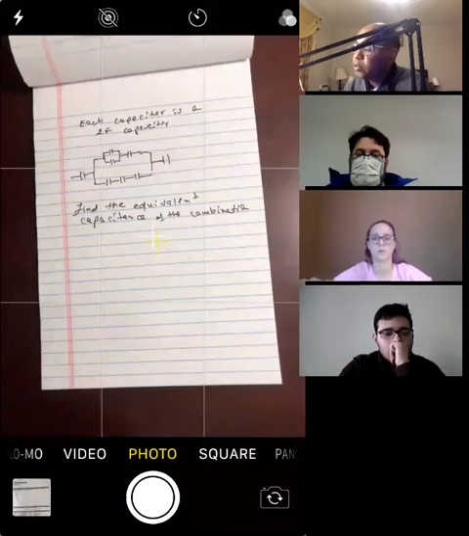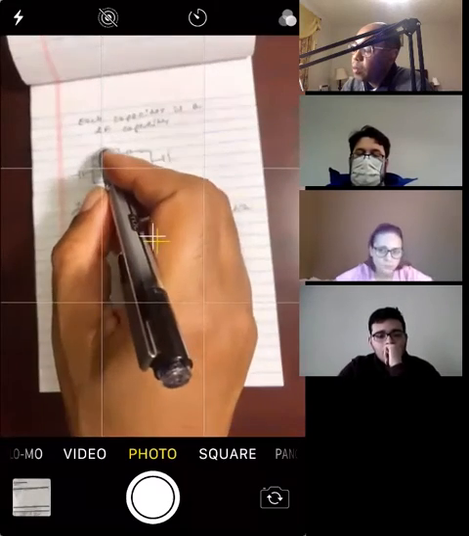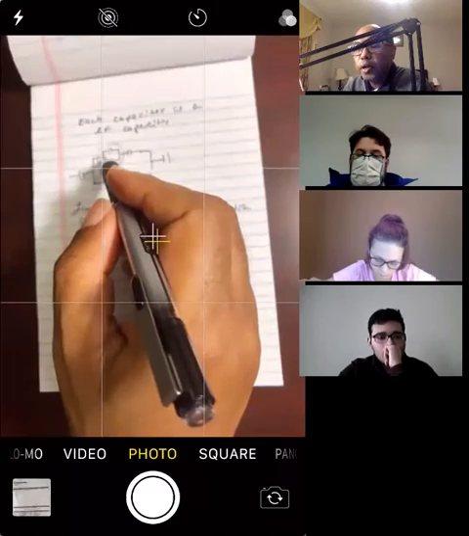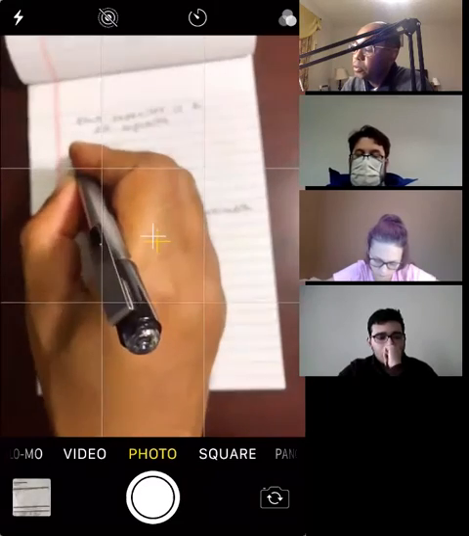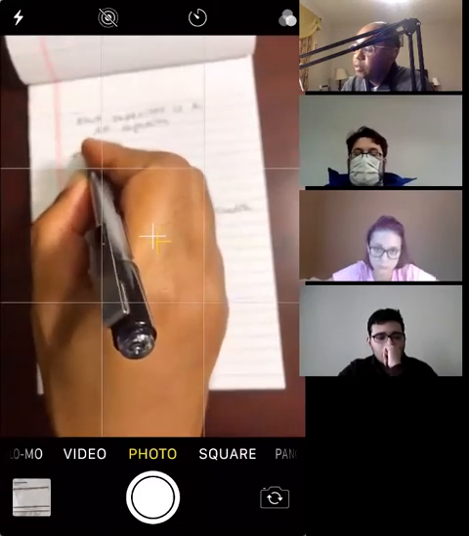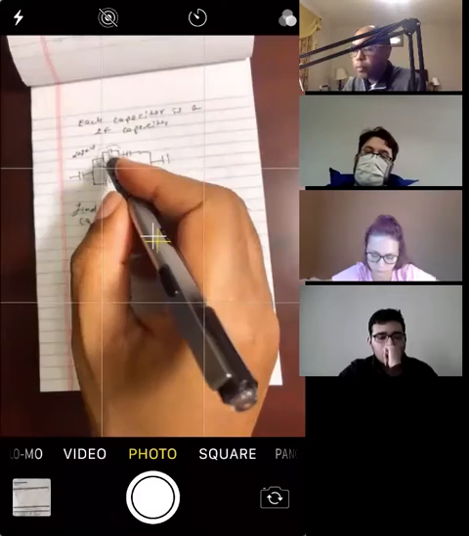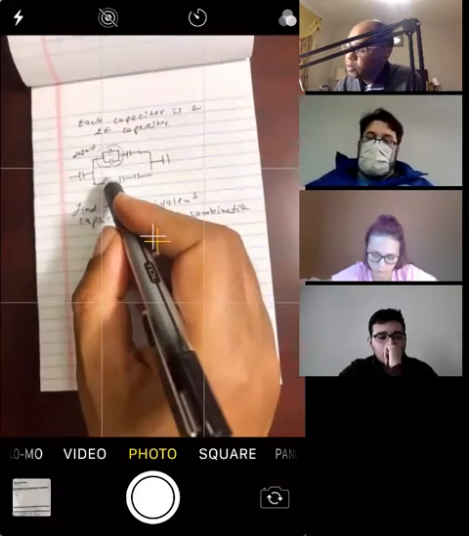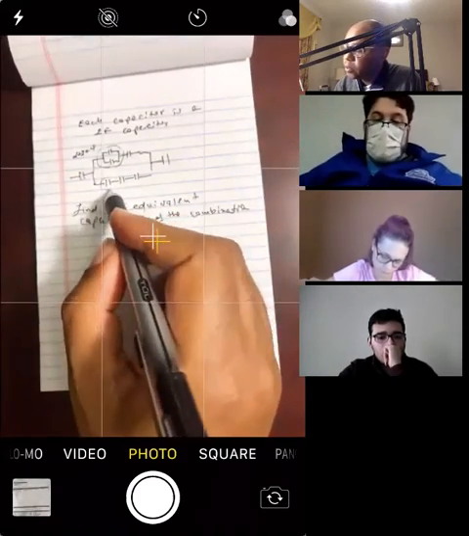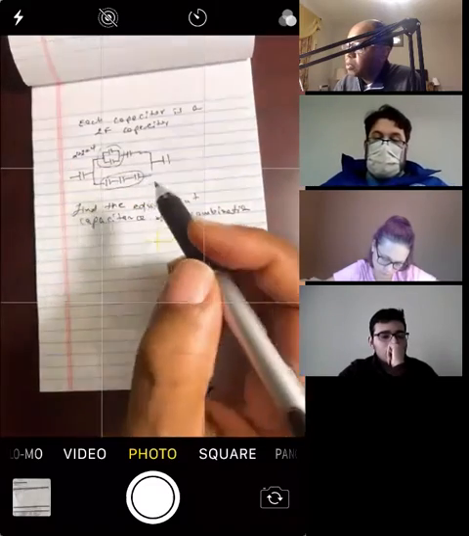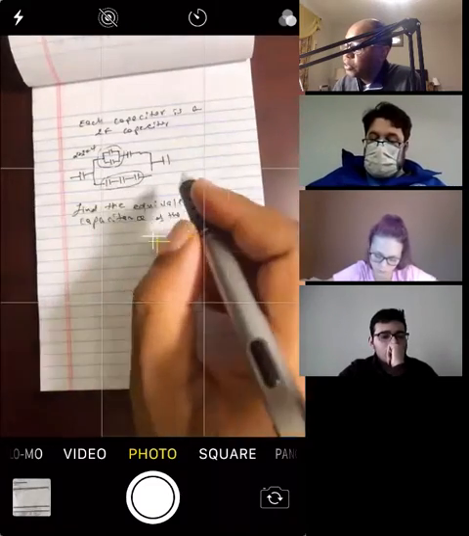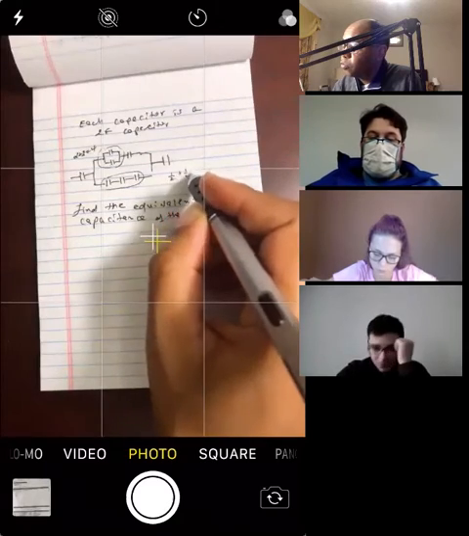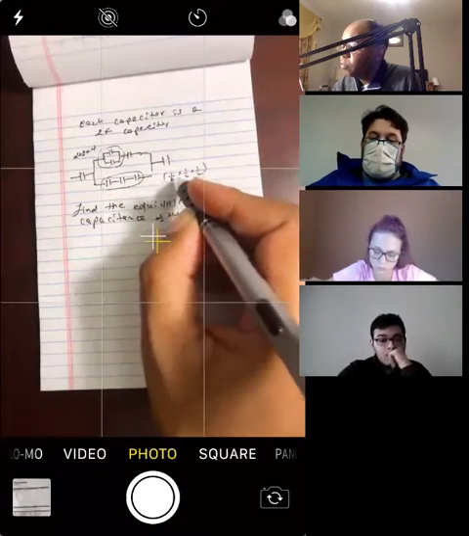So first, you see these are in parallel, so I'm going to add them using the parallel formula, which is the sum, right? That is 2 plus 2. For parallel, you just add them, right? So this is equivalent to a capacitor of capacitance 4. And then I can add these too, they're all in series. But they're in series, so you take 1 over 2 plus 1 over 2 plus 1 over 2, and then you take the inverse.